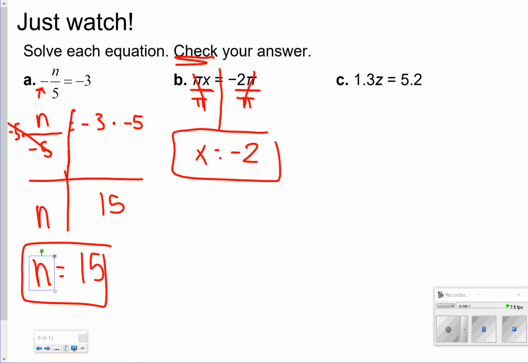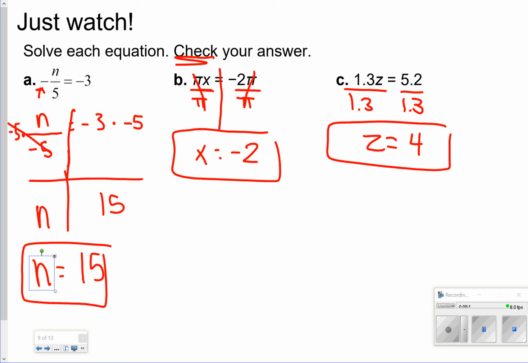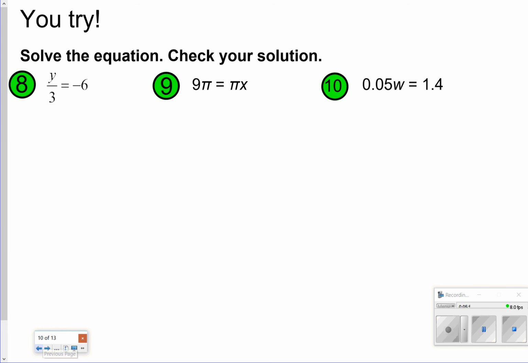And then letter C, we have 1.3 being multiplied with z, so again we're going to divide to get rid of that. Divide by 1.3, and that's the same thing as saying 52 divided by 13. That's going to give us 4. Okay, these next few you're going to try on your own, so let's go ahead and pause the video here so you can try 8, 9, and 10, and once you're done, click play to check your work.